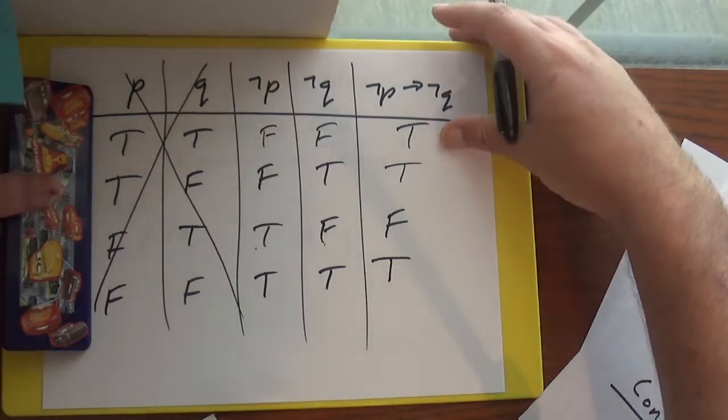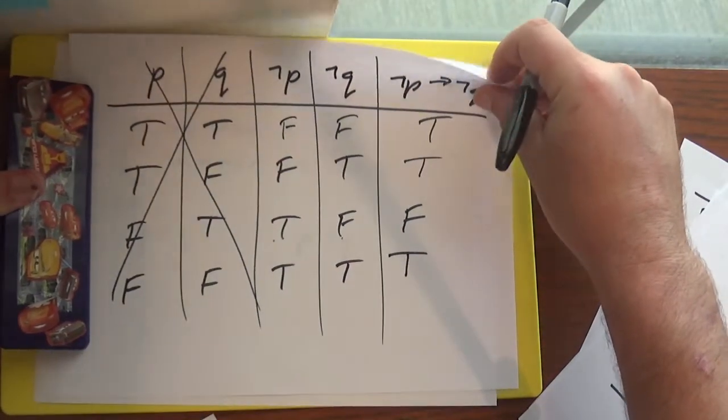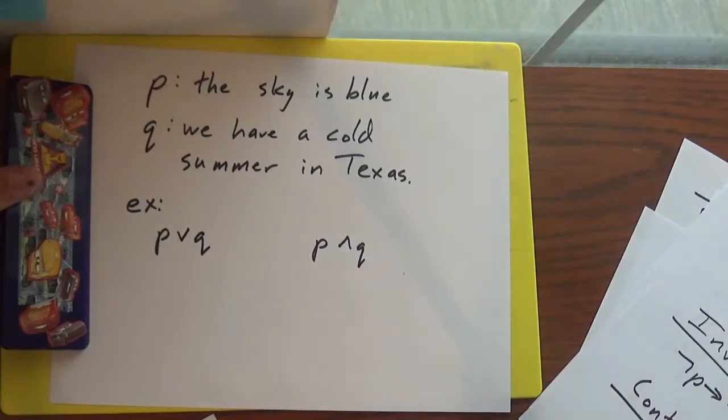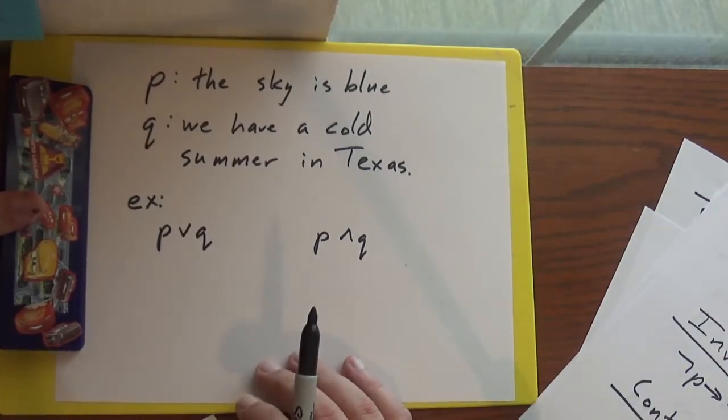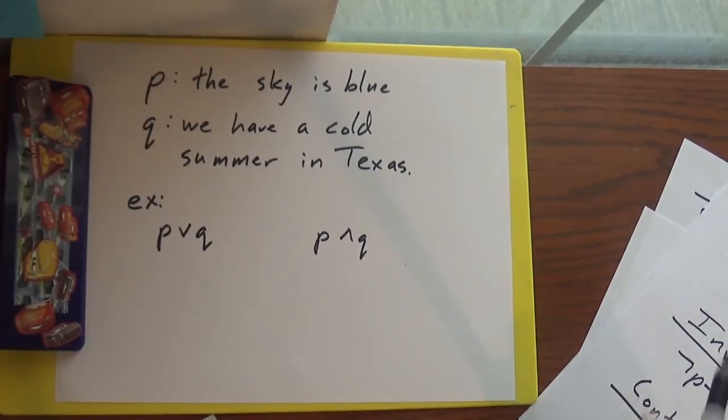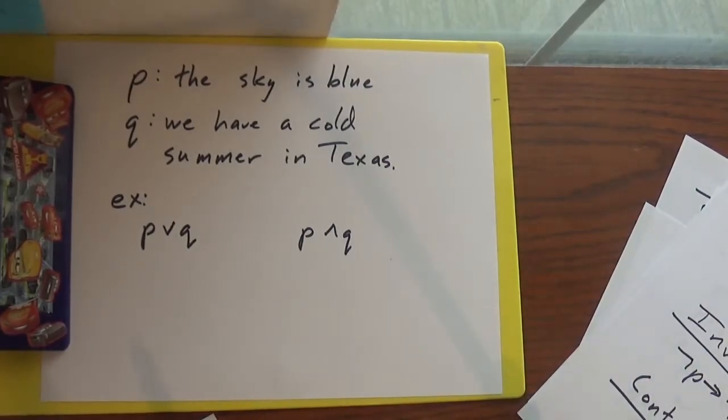That seems a little confusing. Practice is how you get better at this. Also, our proposition could be a statement. So for P, the sky is blue. For Q, we have a cold summer in Texas.